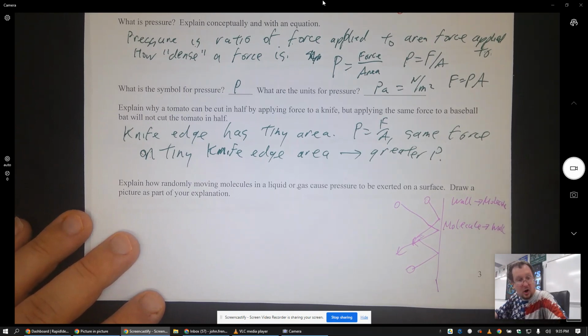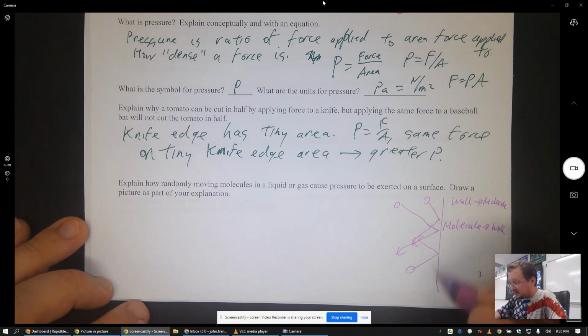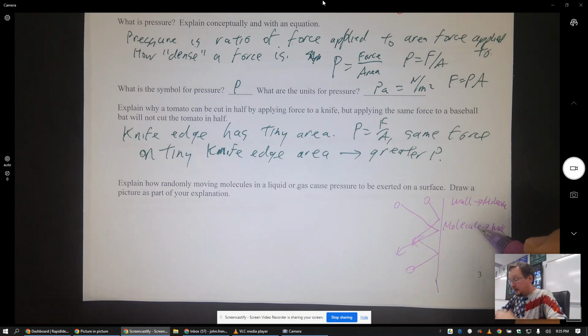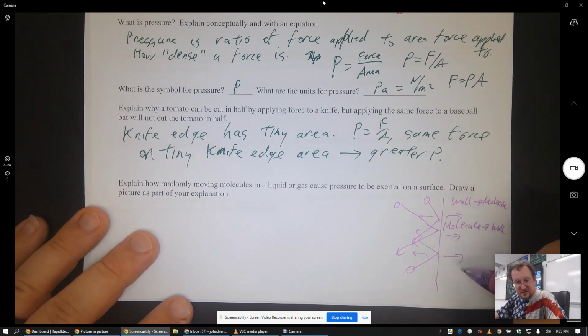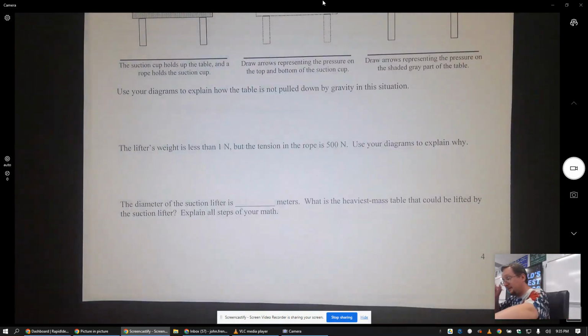That's Newton's third law. So have your students explain that the molecules bounce off the wall, and if the wall exerts force on the molecule, which way does the wall push the molecule? It's got to be out, because that's a normal force. But then the molecule exerts a force on the wall. All those forces from all those collisions divided by the area determine the pressure, right?